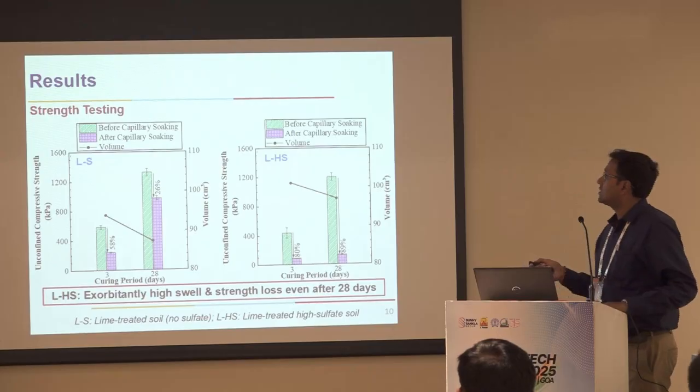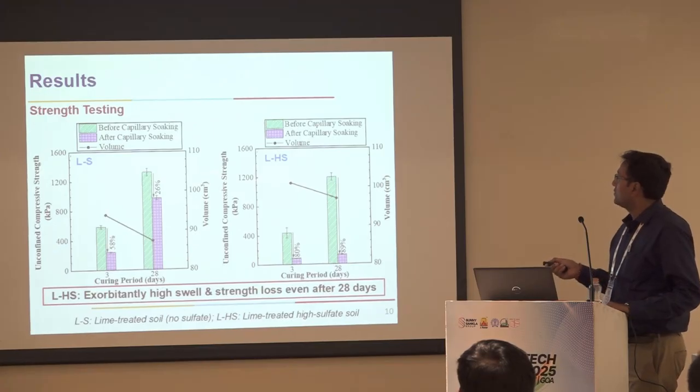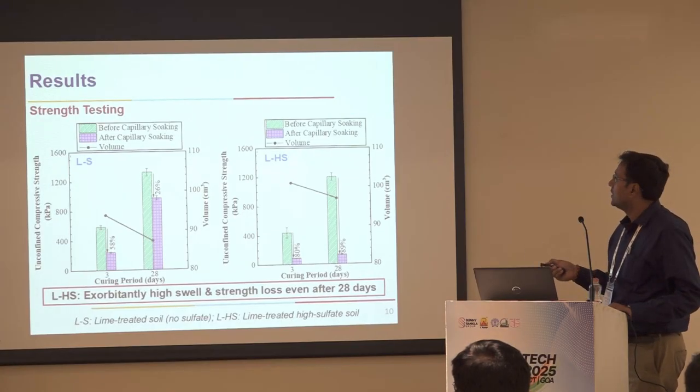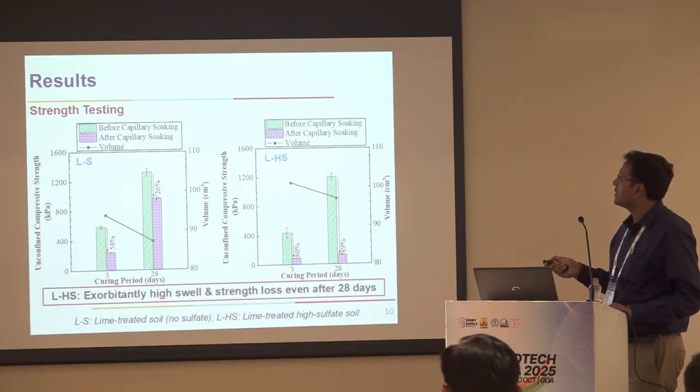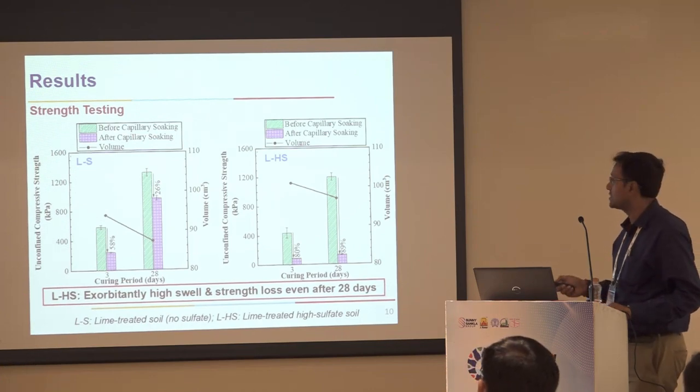So coming to the results part, at first I will be presenting the result for strength testing, and then I will be showing the result for the swell testing. A couple of graphs are shown here. The left one is for the lime-treated soil, no sulfate, and the right one is for the lime-treated high sulfate soil, which has 20,000 ppm of sulfate. The data provides information about the strength before capillary soaking, after capillary soaking, and also the soaked volume. That means after soaking, how much was the volume.